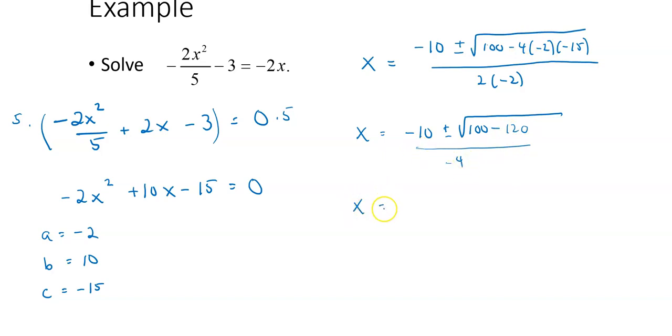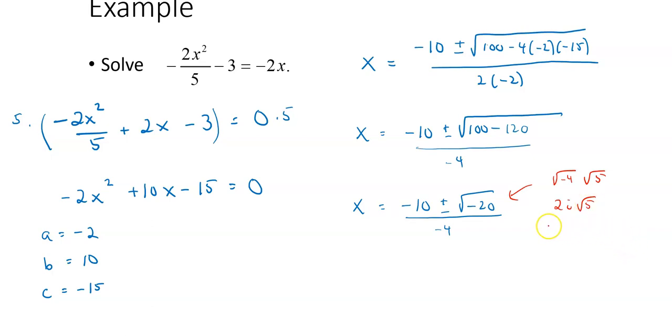So I get x equals negative 10 plus or minus the square root of negative 20, all over negative 4. Now, what can I do with that square root of negative 20? Looks like it's got a perfect square factor in it somewhere. In fact, it does. So let's write that square root of negative 20 as the square root of negative 4 times the square root of 5. And then the square root of negative 4 is 2i.